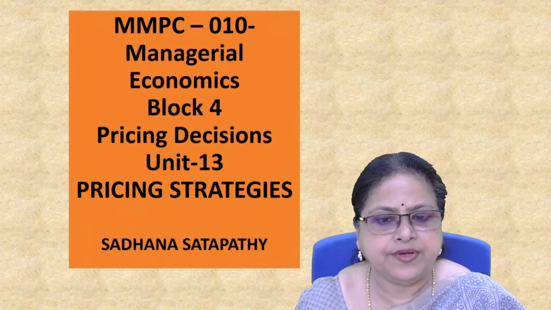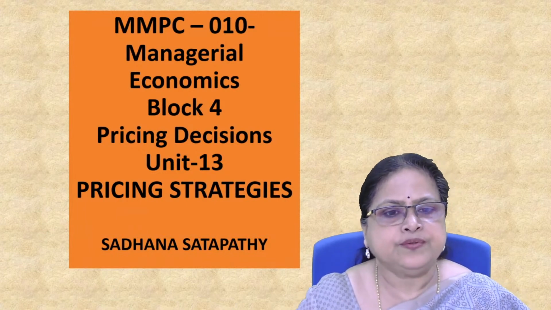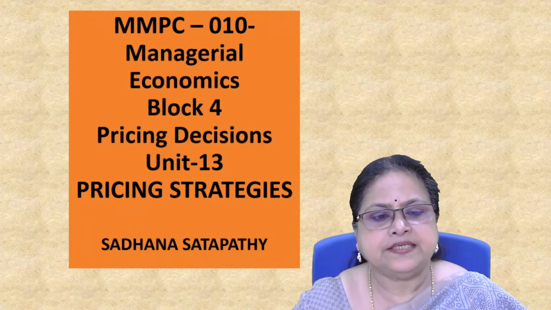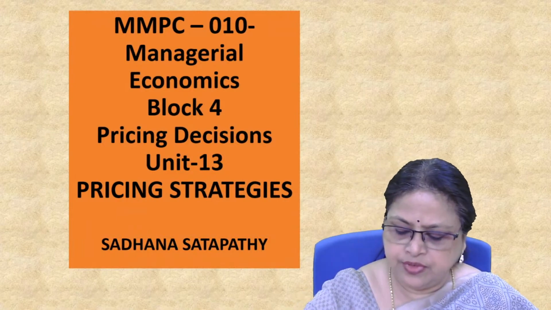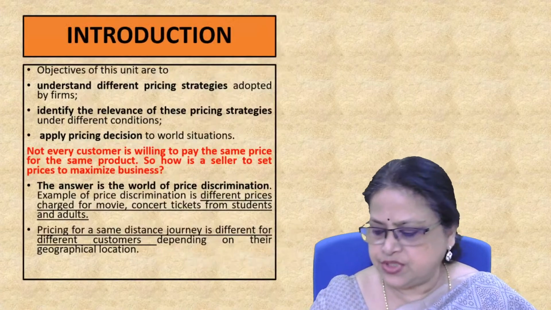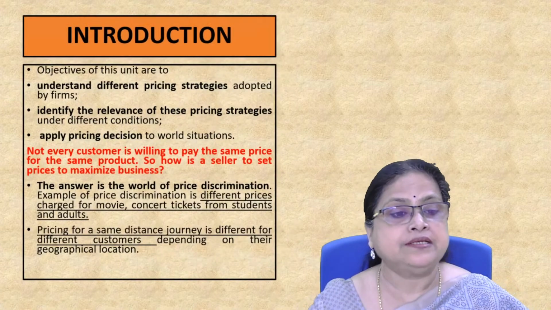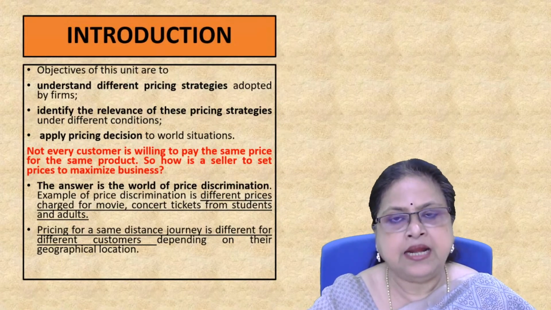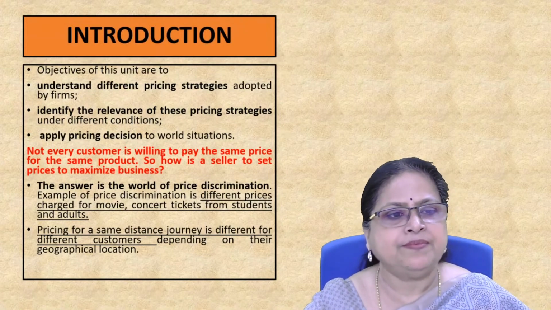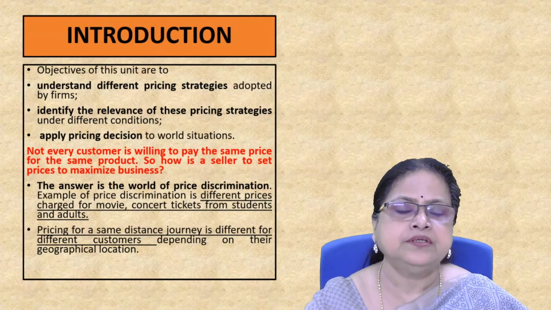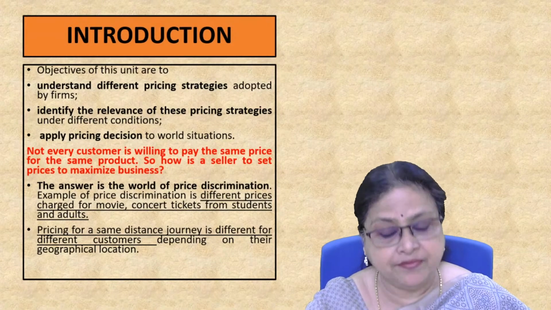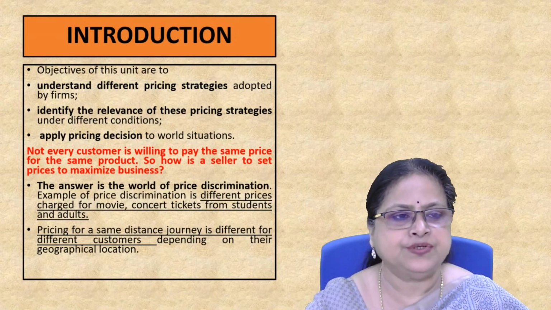Good afternoon, everyone. Today we are going to study pricing decisions, unit 13, that is pricing strategies. We have already discussed the market structure, different types of market, what their pricing strategy is and what they should do. And we also discussed the barriers to entry and how the firms are behaving and are capable of behaving because of the market structure also.